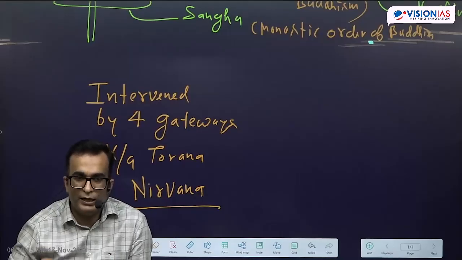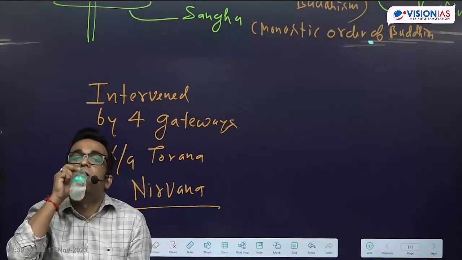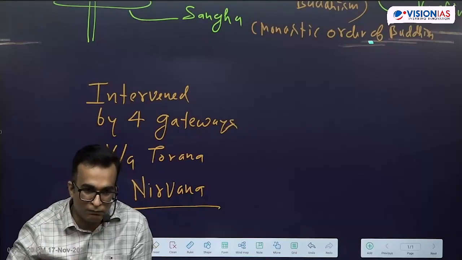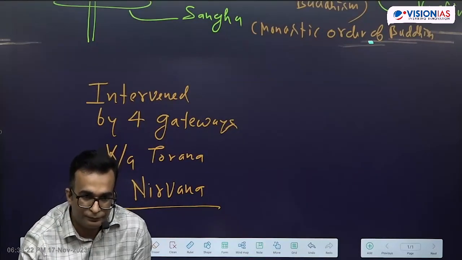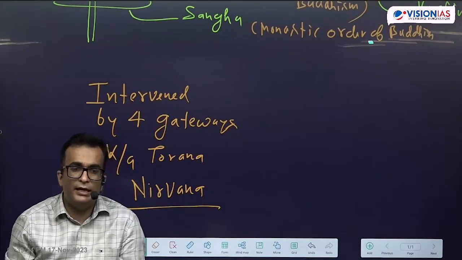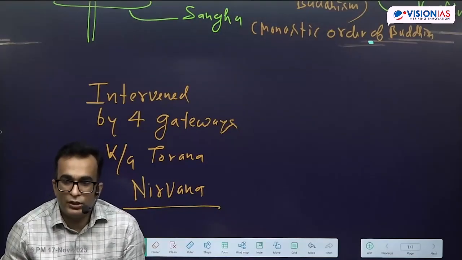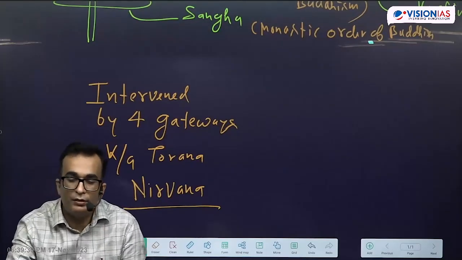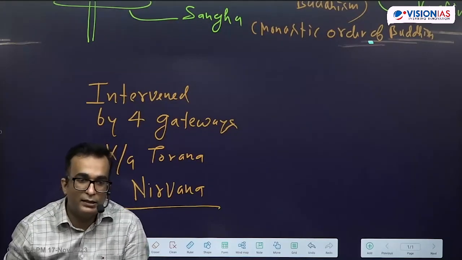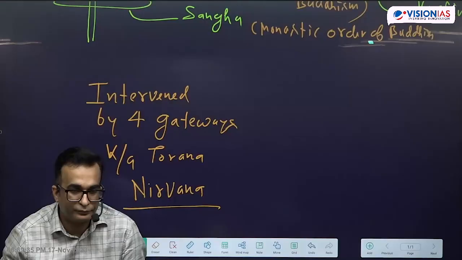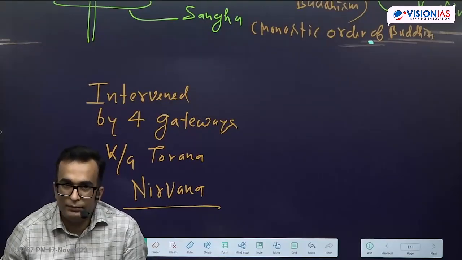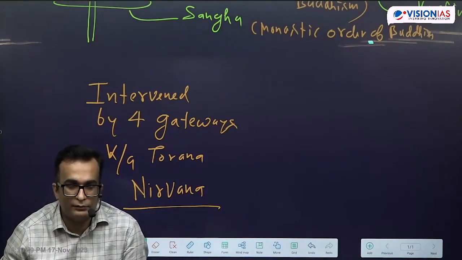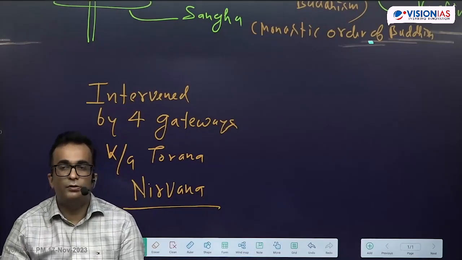West Toran indicates Dharma Chakra Parivartan at Sarnath. And the last one you write, number 4.